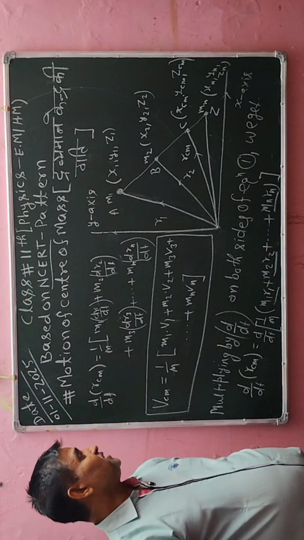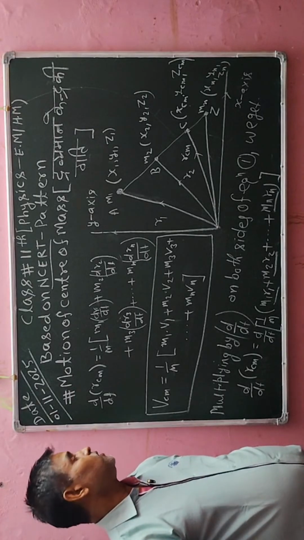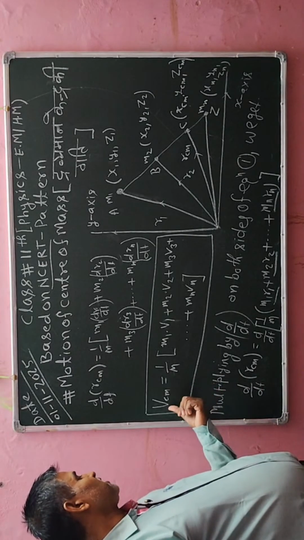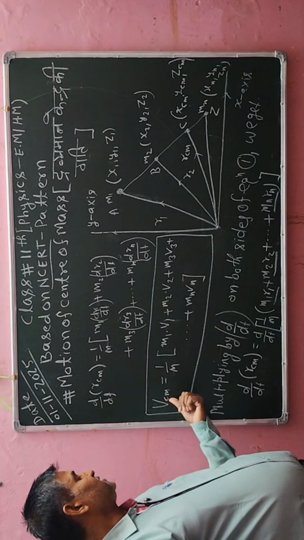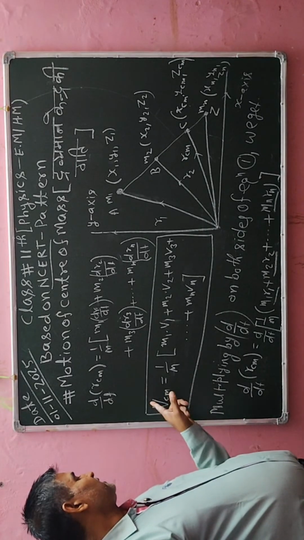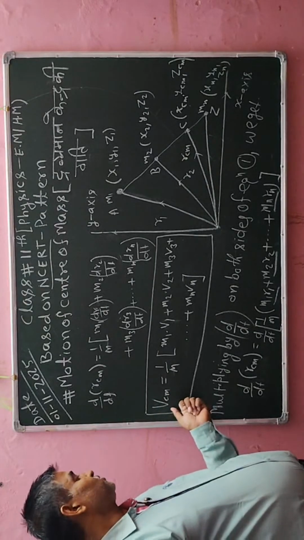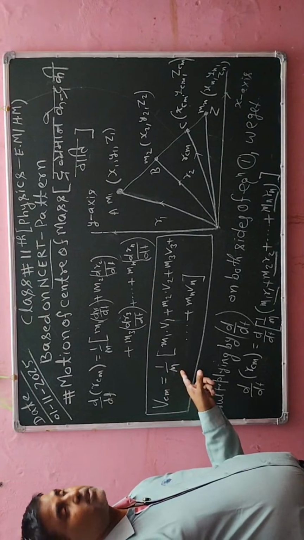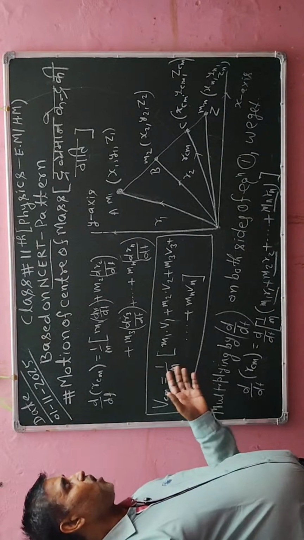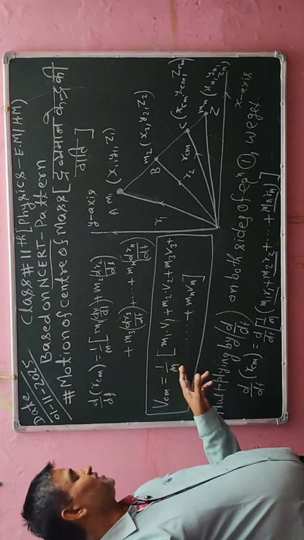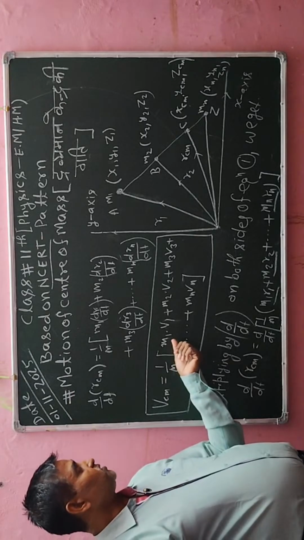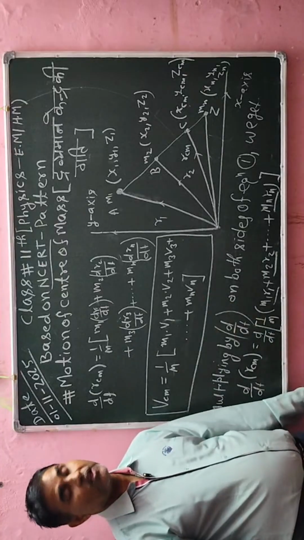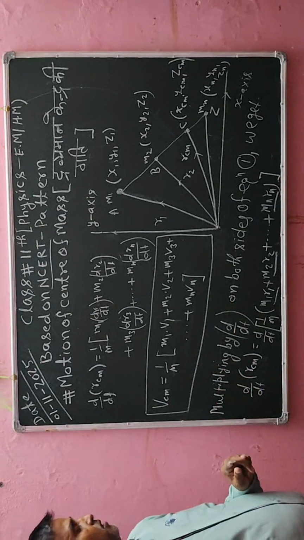So you concentrate here. If we have to calculate the velocity of center of mass of n objects, I will use this formula: VCM, where CM stands for center of mass, equals 1 by M, and the value of M I know, m1 plus m2 plus m3 up to mn. So the sum of all masses will be the capital M. Here I put m1 v1 plus m2 v2 plus m3 v3 and so on up to mn vn. We have to remember this formula positively.